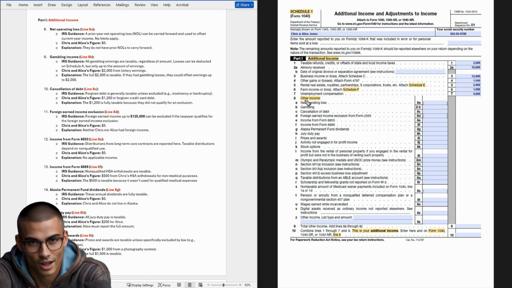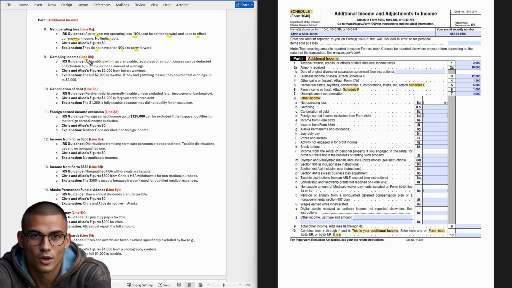So next, let's take a look at other income on line 8. So first, on line 8A, we have net operating losses. So the IRS guidance for net operating losses is that a prior year net operating loss can be carried forward and used to offset the current year income. No limits apply. In Chris and Alice's case, they have 0, so they did not have a prior net operating loss to carry forward this year. So we are just going to enter 0 for them.